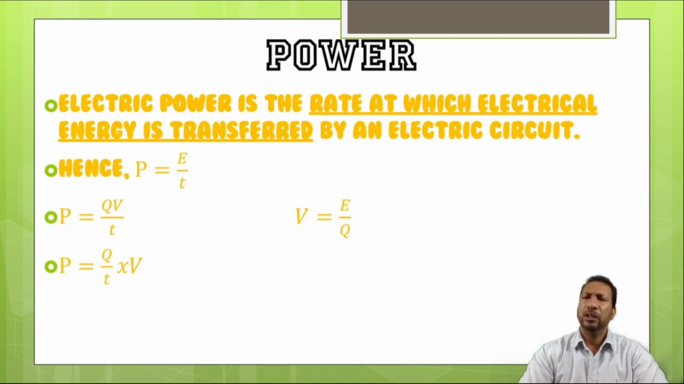But Q over T should look familiar. That's one of our formulae that we just learned. In fact, it's the very first formula that we learned. So Q over T is current. So that brings us to P equals IV. Power is equal to current multiplied by voltage.